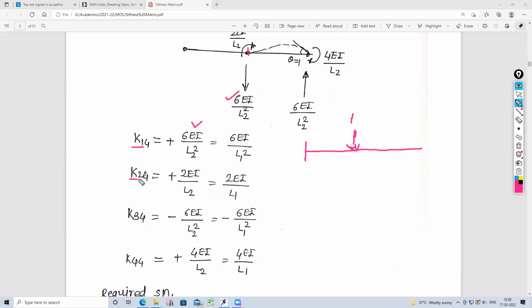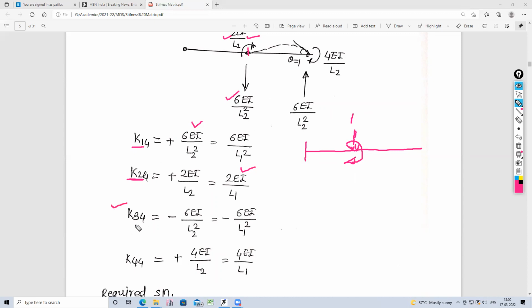Then stiffness at 2 now. Coordinate 2 is a movement, a clockwise movement. Here the movement produced is also clockwise, so it is plus. And what is this value? 2EI upon L2. So the second element is plus 2EI by L2.